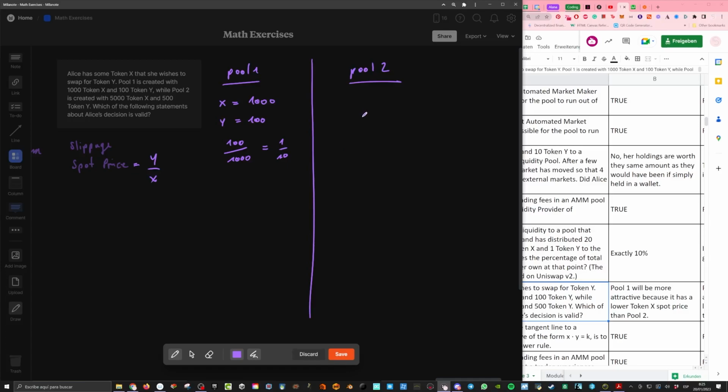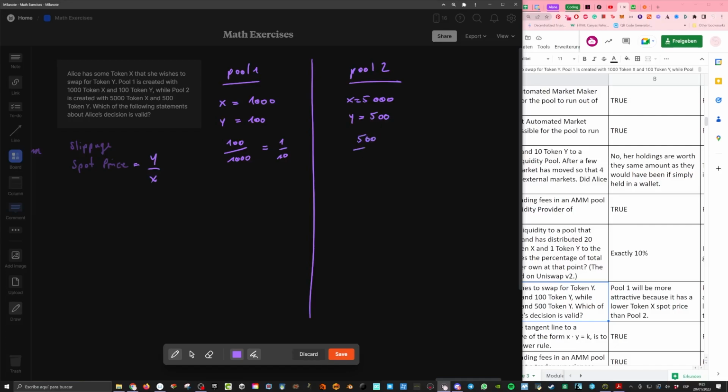Well, pool 2 is created with 5,000 token x and 500 y. I think it doesn't make any kind of difference. Is this where we're gonna end up? Yeah, right? Okay, good. The spot price is the same.